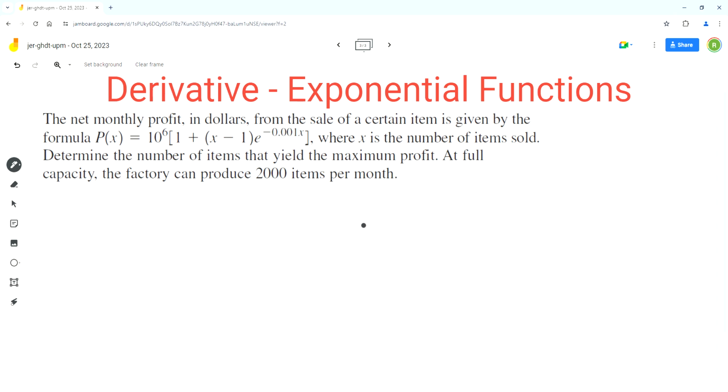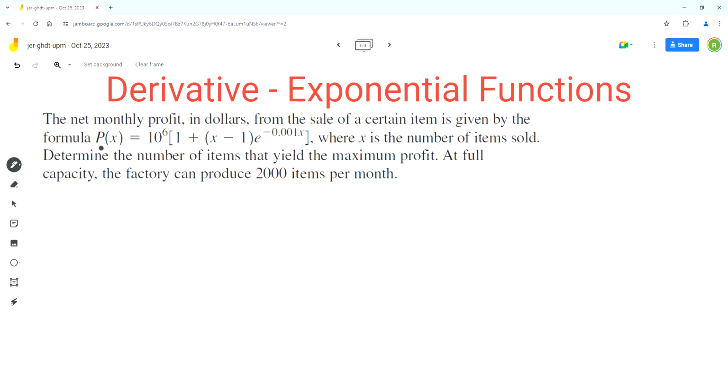In this video, we'll solve this problem using the concepts of derivatives. As per the problem, the net monthly profit in dollars from the sale of a certain item is given by the formula P(x) = 10^6 [1 + (x - 1) e^(-0.001x)], where x is the number of items sold. We have to determine the number of items that yield the maximum profit. We are given that at full capacity, the factory can produce 2000 items per month.